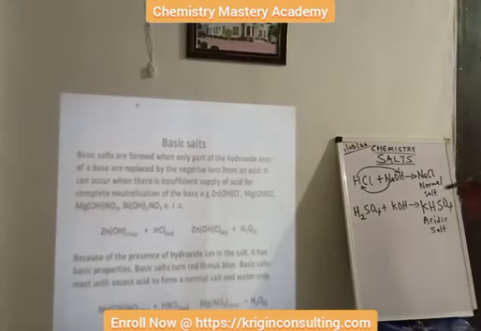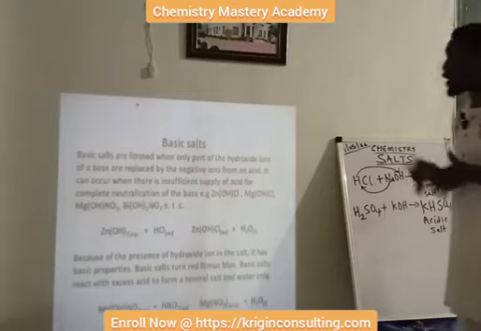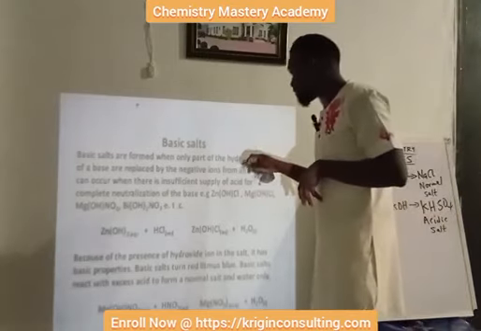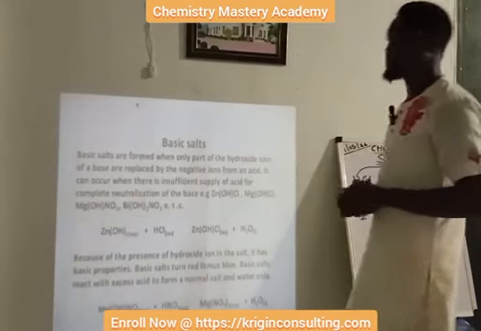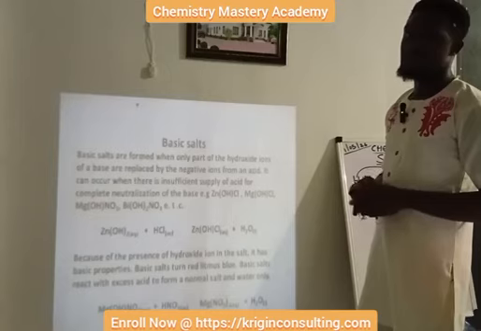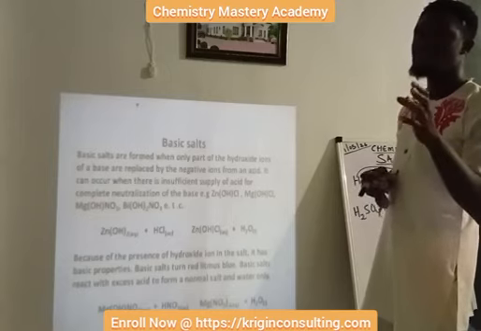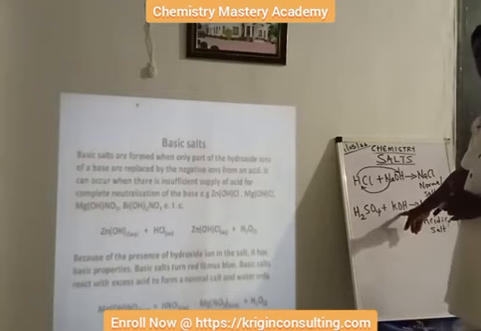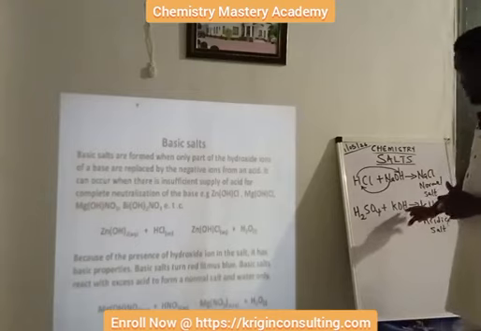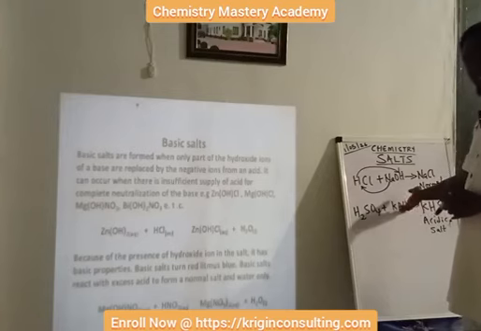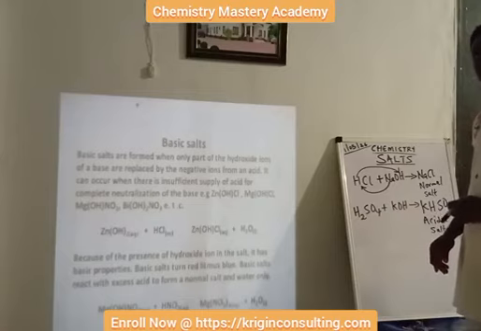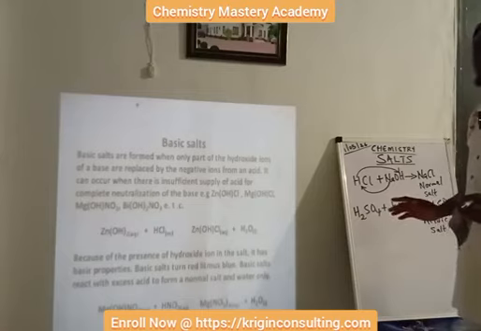Now, for basic salts, we say basic salts are formed when only part of the hydroxide ions of a base are replaced by the negative ions from an acid. So, in basic salts, it is only some part of the hydroxide in the base that is replaced. That's what forms a basic salt.